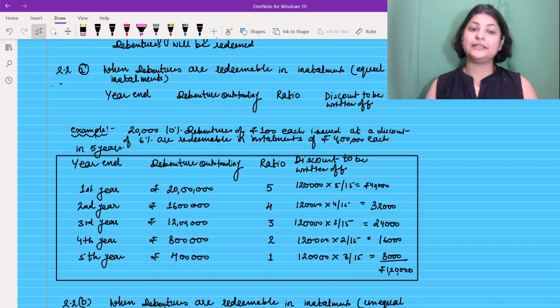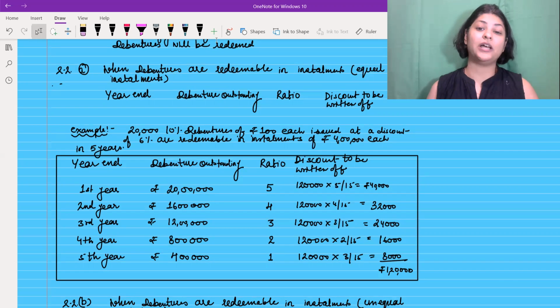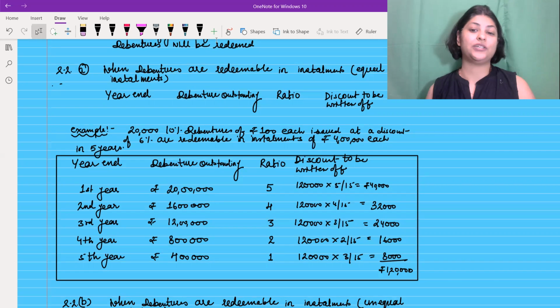Let's say there are 20,000 10% debentures of 100 issued at a discount of 6%, redeemable in installments of rupees 4 lakh each in 5 years. So there are 20,000 debentures of rupees 100. If I multiply 20,000 by 100, there are 20 lakh of debentures, and each year the company is going to redeem rupees 4 lakh of debentures. This redemption is taking place in 5 years, and each year they are going to redeem an equal installment of 4 lakh rupees.